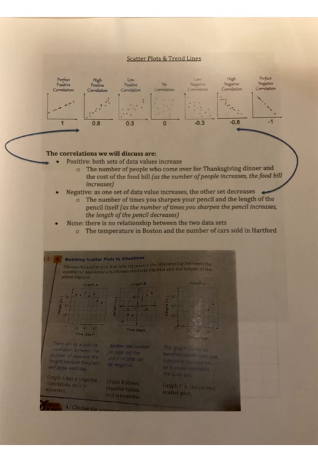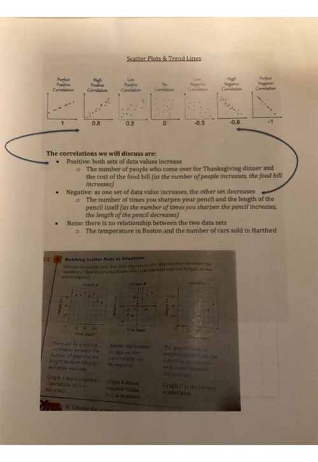Our last section is on scatter plots and trend lines. A scatter plot is a type of plot that displays values for two variables for a set of data. And we can look at the correlation, or the relationship between the data, to say whether there is an if-then correlation.